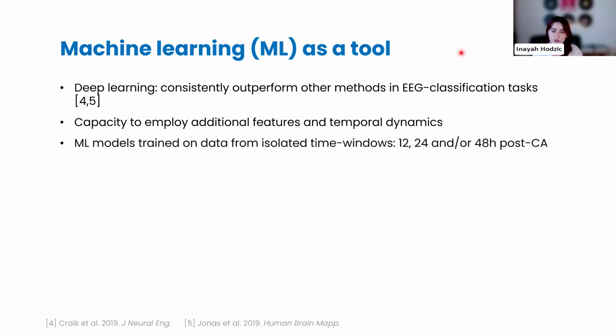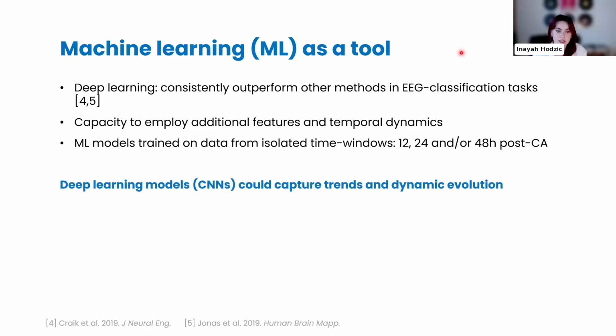And what we observe in the literature is that a lot of machine learning models are still trained on data from isolated time windows. It was very common to see 12 or 24 hours, or in combination with 48 hours, which I think leads back to the original protocol, where the 12 and 24 hours are denoted as key time points within the EEG.